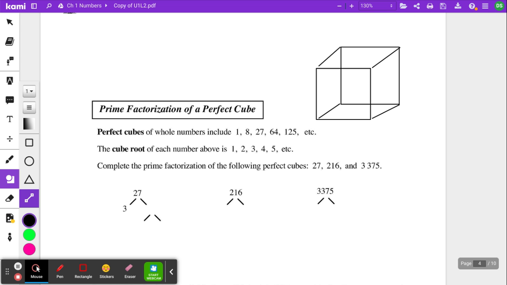So guess what you have to do when you have a perfect cube? You'd be able to put all the numbers into 3 groups that are the same. You know what I mean? That's the only difference. You're gonna go for 3 groups.